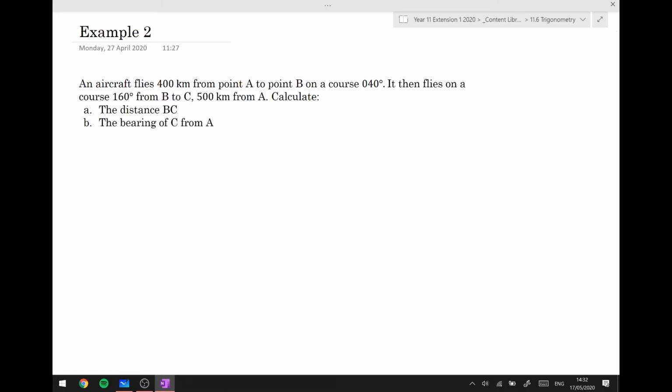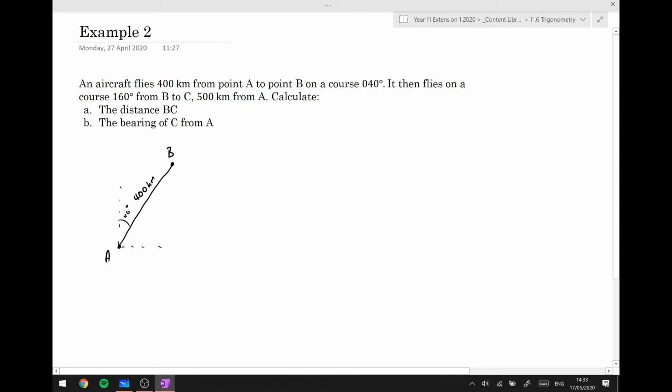So let's draw a picture of this scenario, just like we did before. So an aircraft flies 400 kilometers from A to B on a course of 40 degrees. So here's point A here. Directly north is that way, directly east is that way. It's just a bit before halfway, so it's probably about here. So point B, which is 400 kilometers, and in here is 40 degrees.